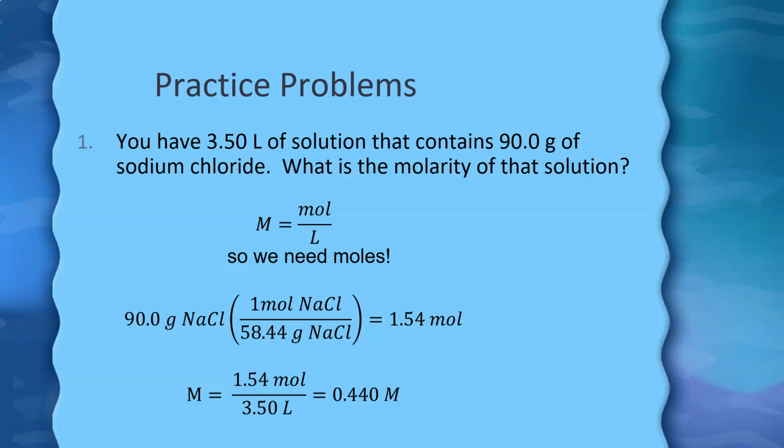I could do this as a conversion factor. I could say 1.54 moles in 3.50 liters equals X moles over 1 liter. But in fact, I'm going to end up in exactly the same place. I just end up dividing the moles by the liters. That gets me the big M molarity. The biggest thing here is recognizing that we did have to turn that grams into moles.